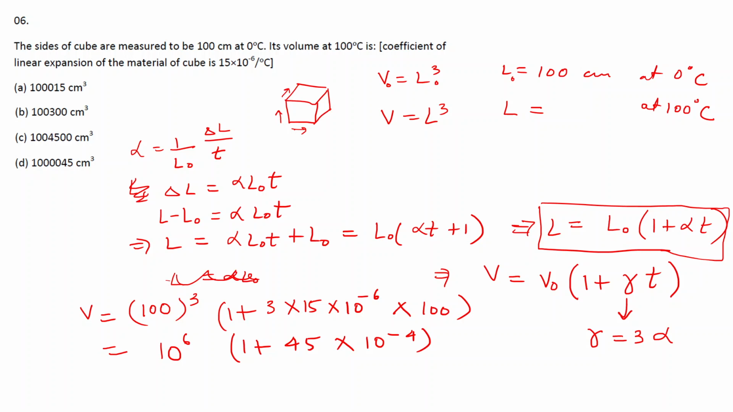When we calculate this, the value is, let me check, 45 divided by this plus 1.005 times 10 to the power 6, which means I'm getting 1.0045 times 10 to the power 6, which means 10045, and this will be the correct value of volume.